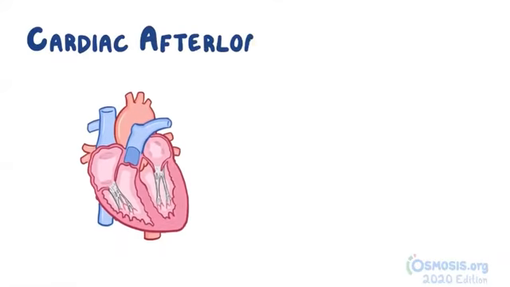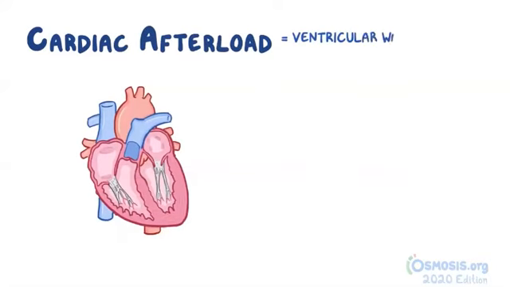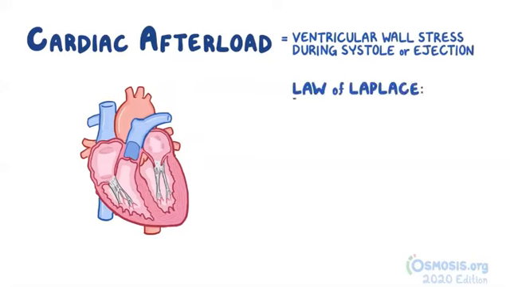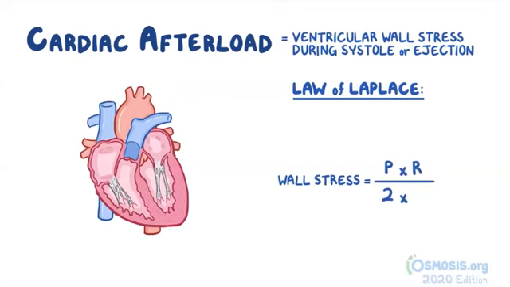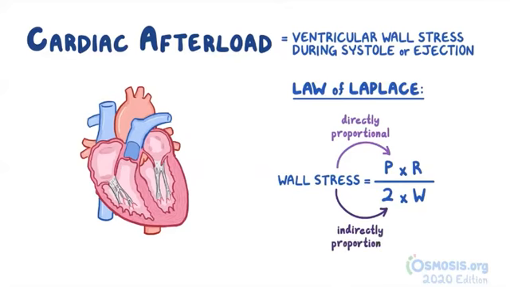So cardiac afterload can be defined as the ventricular wall stress during systole or ejection. And it can be calculated using the law of Laplace, which states that wall stress equals pressure P times radius R over 2 times wall thickness W. Another way to say this is that cardiac afterload is directly proportional to the pressure inside the left ventricle during ejection, as well as the radius of the left ventricle, and inversely proportional to 2 times the ventricular wall thickness.